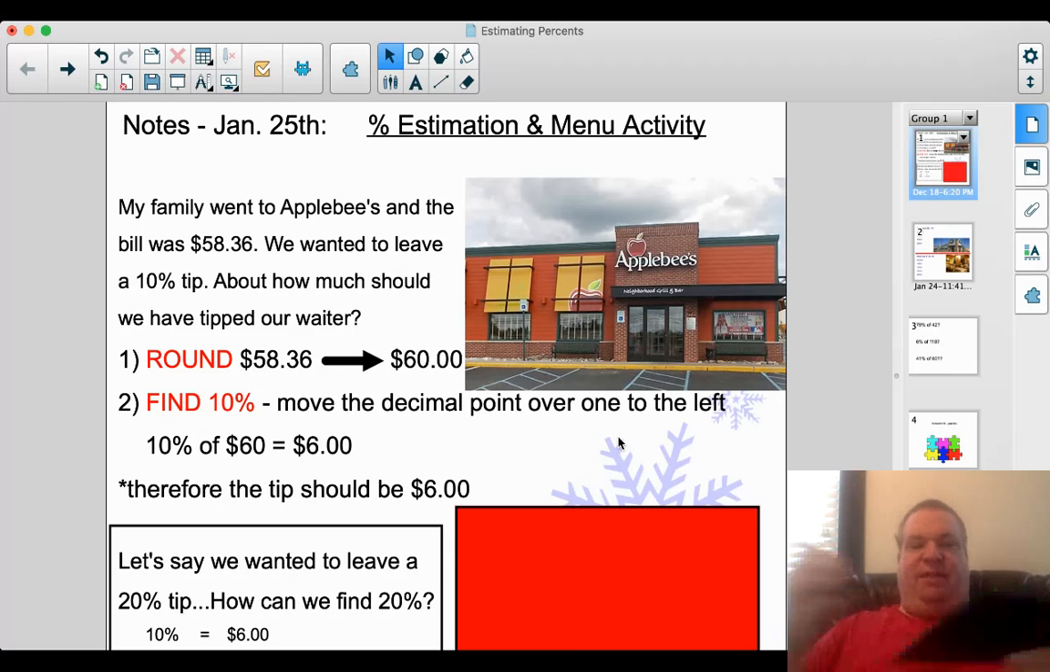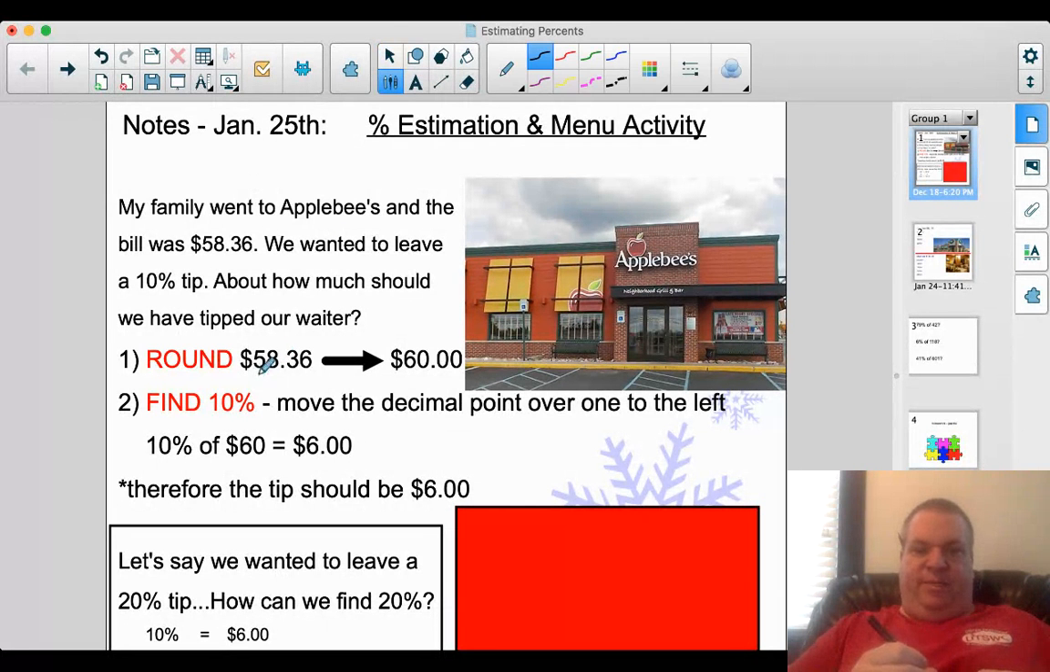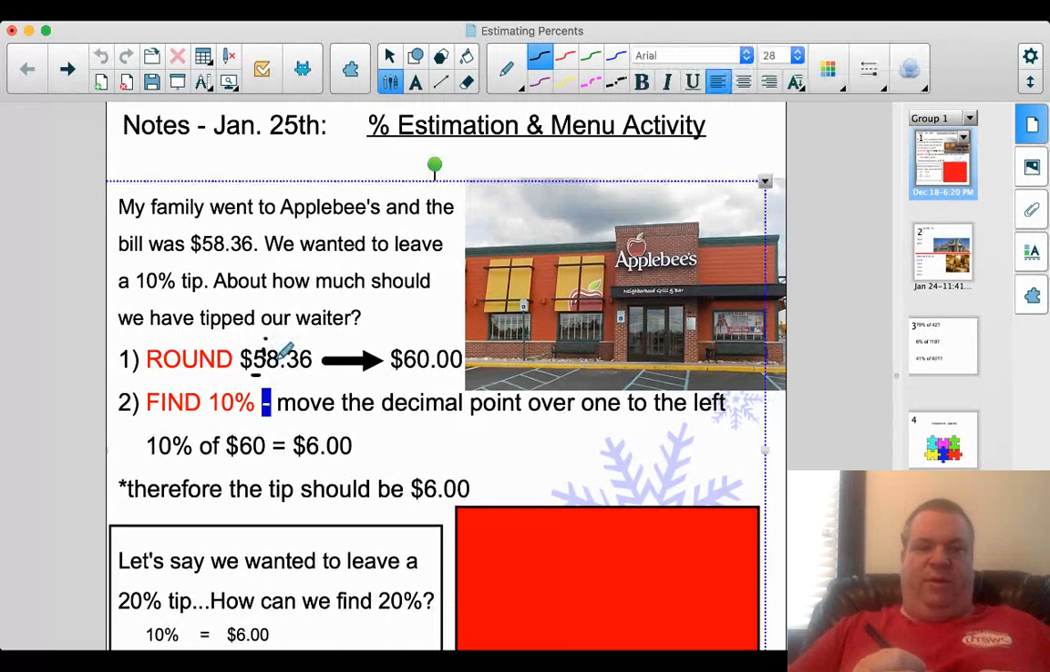So if I take the amount of our bill, which was $58.36, and I round it to the nearest tens place, remember the tens place is the second to the left of the decimal. So I'm going to round to the tens place. Okay. Quick review of Unit 1. The way we do that is we look at the next number. The next number is an 8.